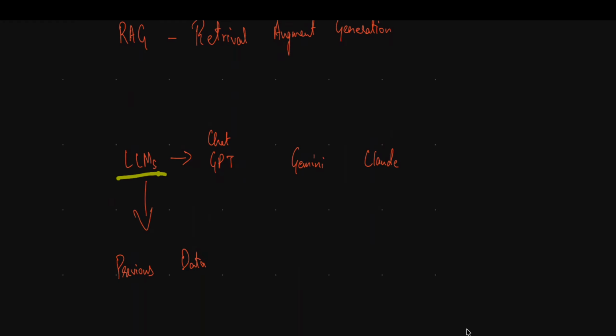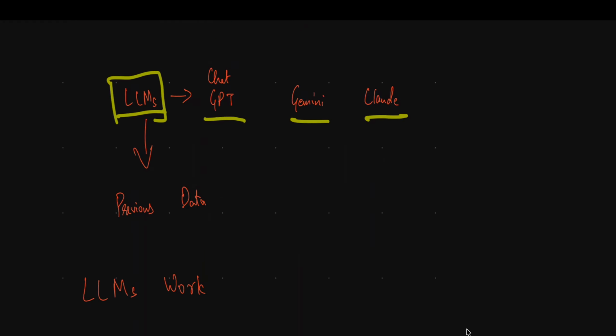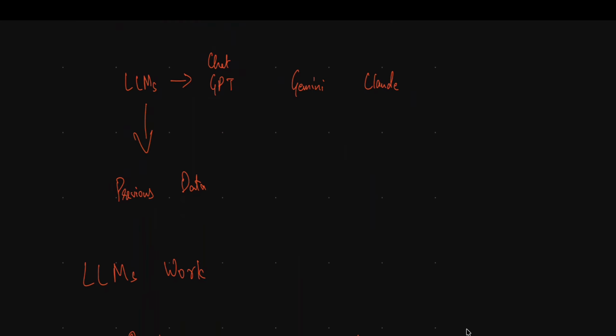So we have the LLMs, right? The ChatGPT, Gemini, and Claude. They're all trained on previous data. Like, let's say they're only trained until 2025. And if you ask something related to your company with respect to 2026, then it doesn't know.